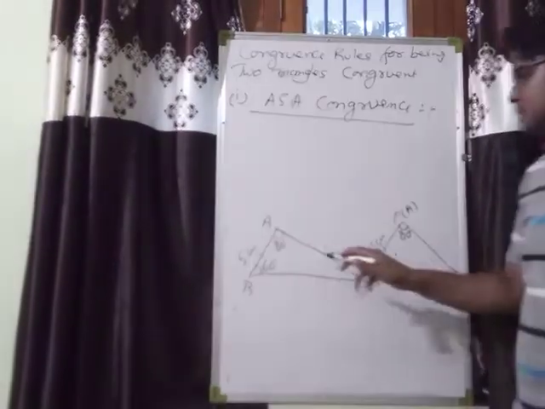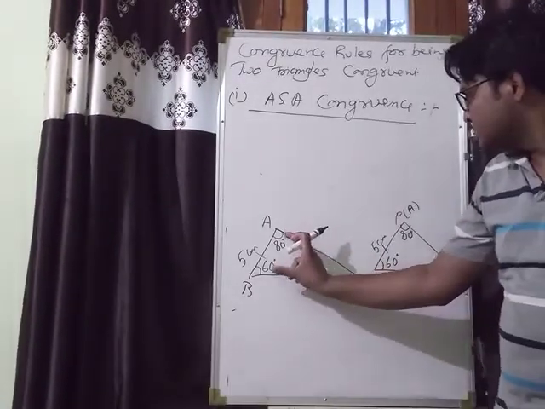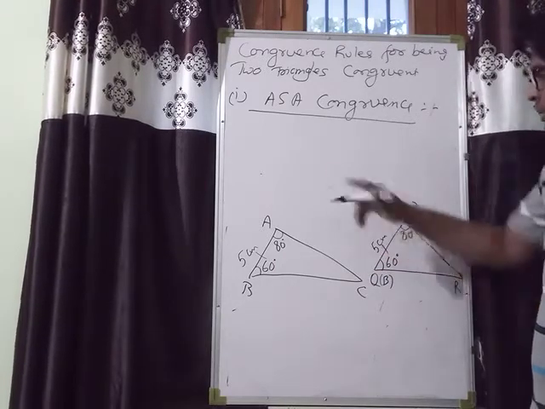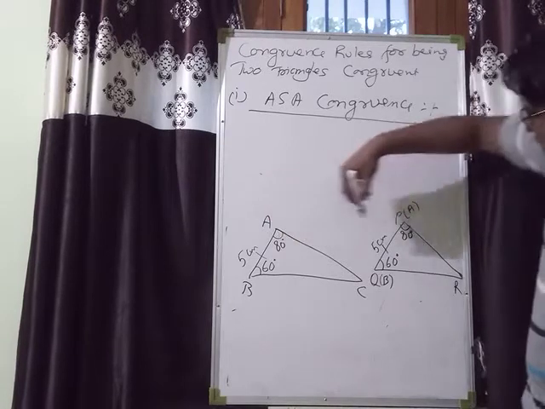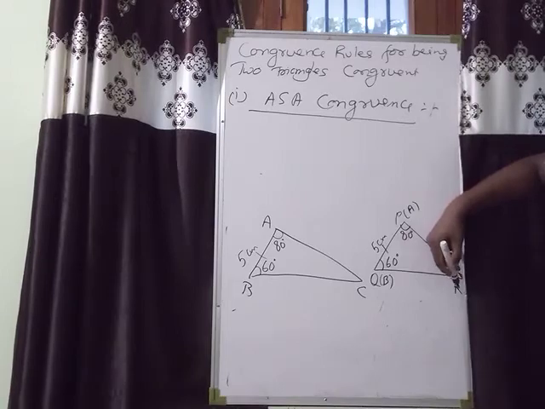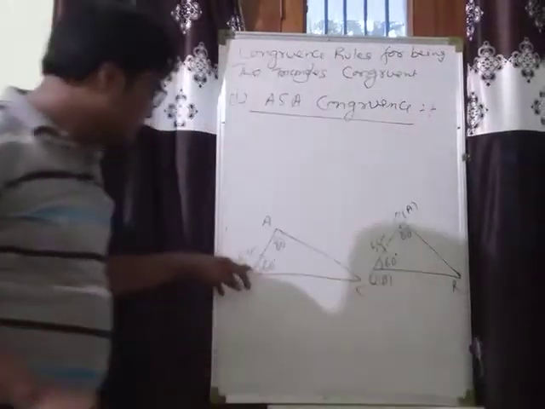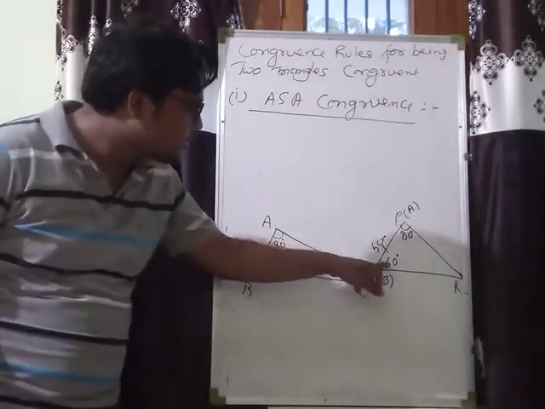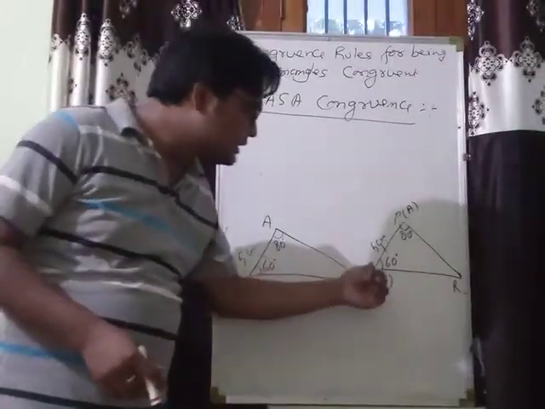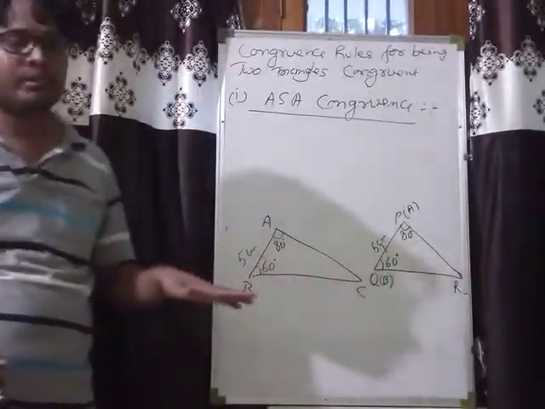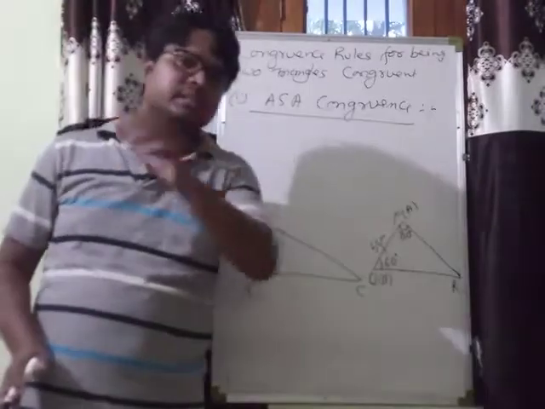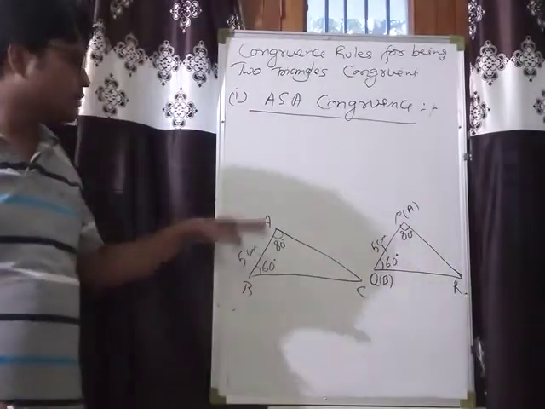But in this case, here AB and PQ overlap each other and this angle is equal to this angle, that's why AC will overlap here. Got it? And because angle B and angle Q both are equal, that's why BC will fall at QR. Clearly these two triangles will completely cover each other. Okay, that's why this is a congruency rule.